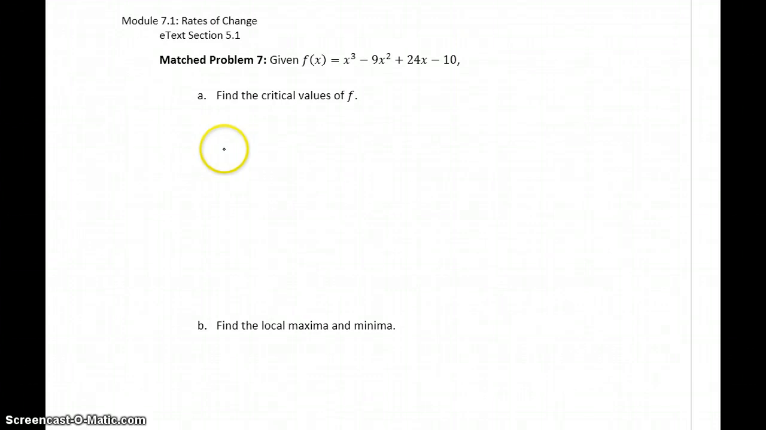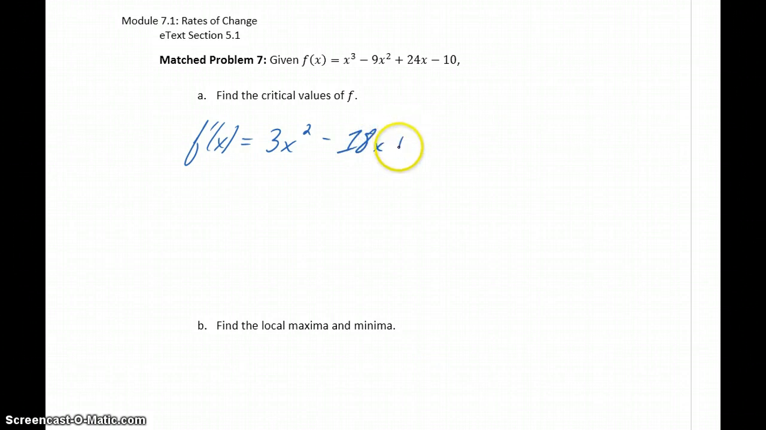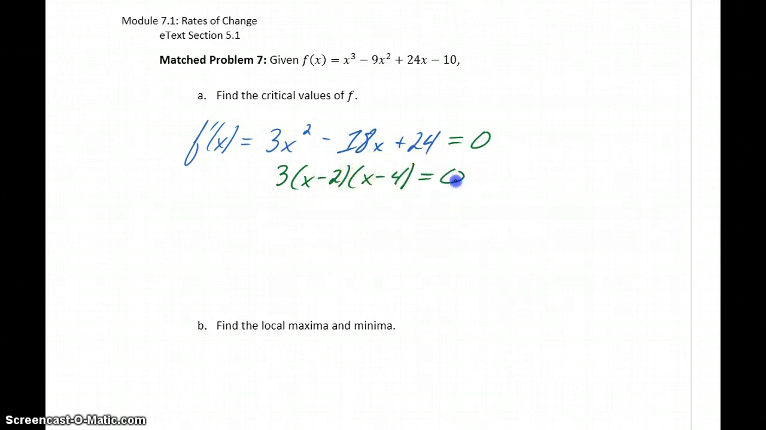So we still start off by finding any critical values of f, which means we take the derivative of our given function, which will be 3x squared minus 18x plus 24, and set that equal to 0 and solve for x. So we can factor this expression as 3 times (x minus 2) times (x minus 4), meaning we'll get zeros if x equals positive 2 or positive 4.